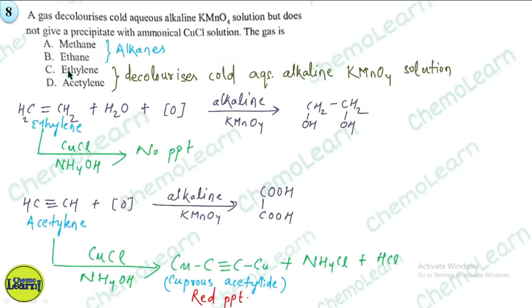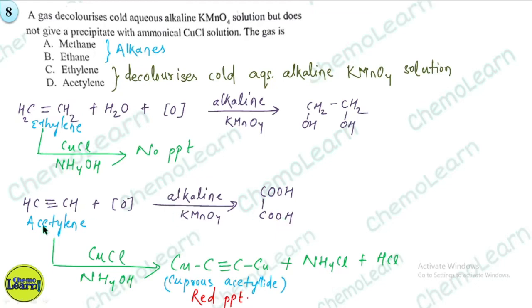Then come to option C, that is ethylene, and option D, acetylene. Ethylene is a double bonded compound, CH2=CH2, and acetylene contains one triple bond. Ethylene, which contains one double bond, upon treating with alkaline KMnO4 forms a glycol and decolorizes the alkaline KMnO4 solution. The deep violet or pinkish color is decolorized. Acetylene upon treating with alkaline KMnO4 forms oxalic acid, COOH-COOH, and it also decolorizes the KMnO4 solution.